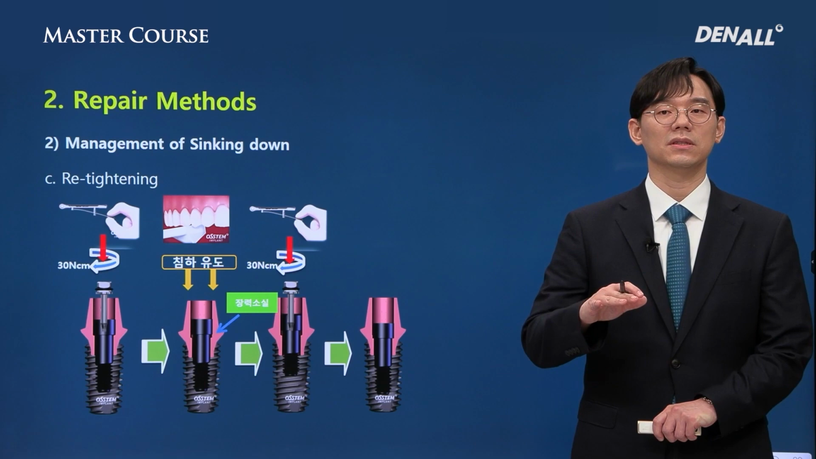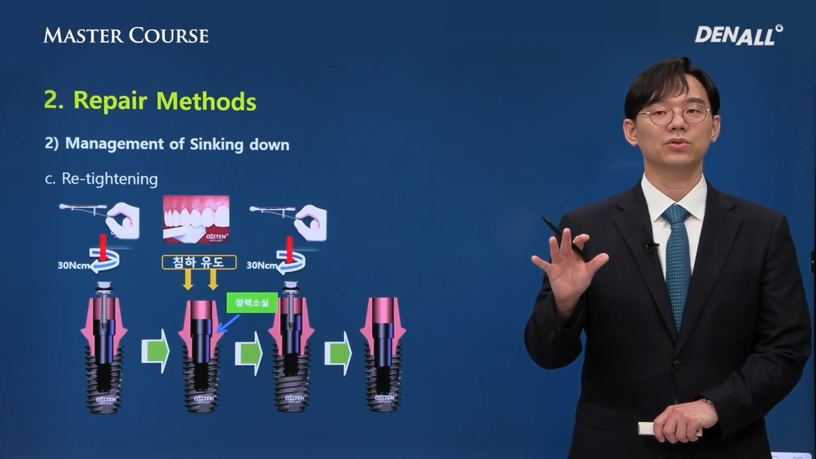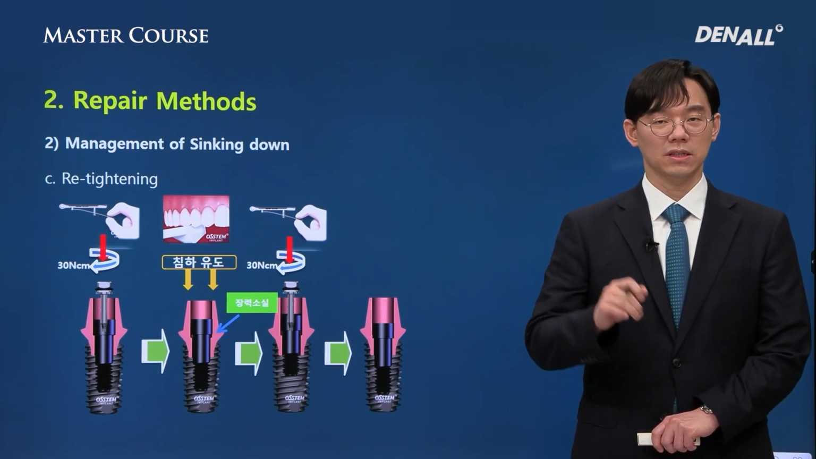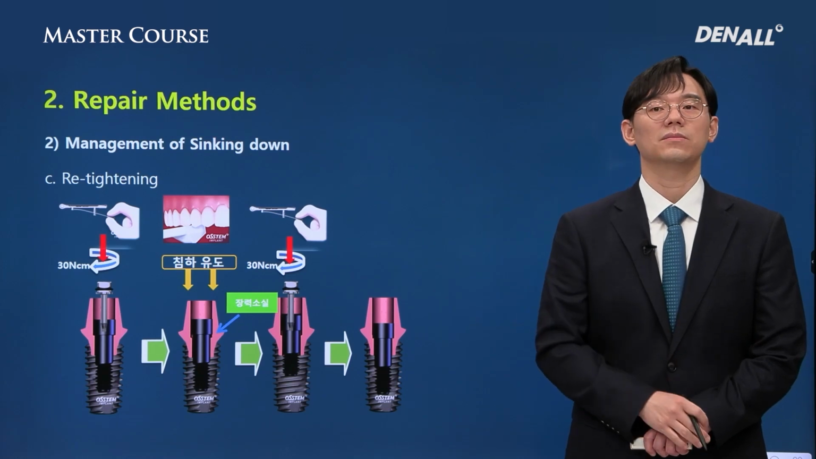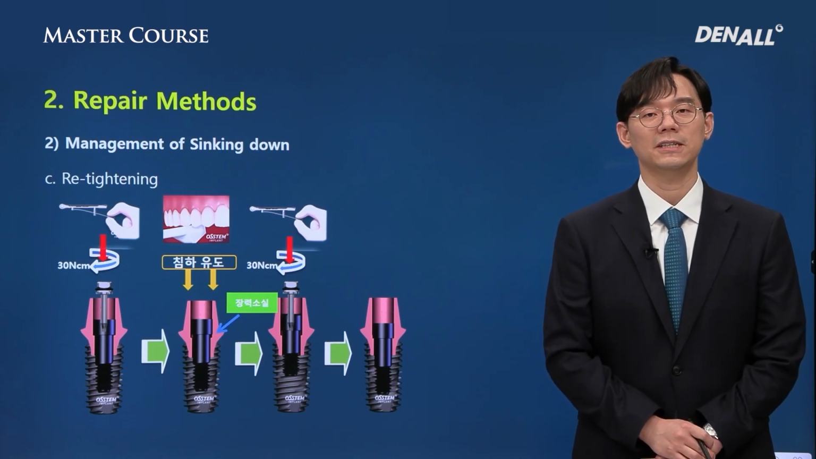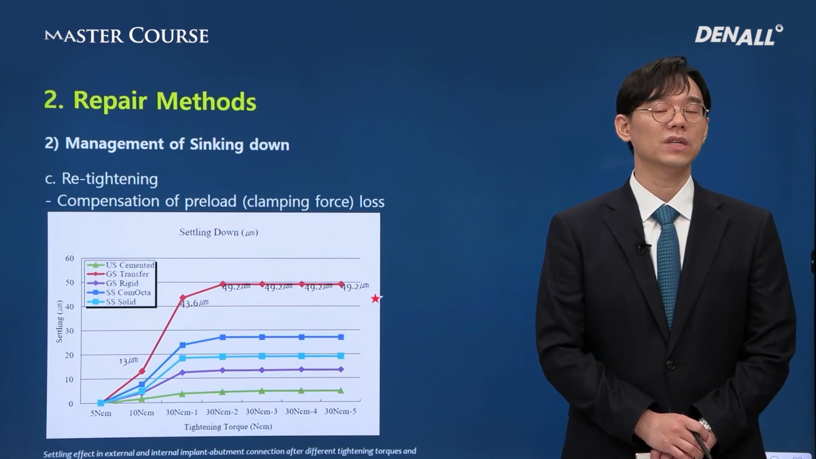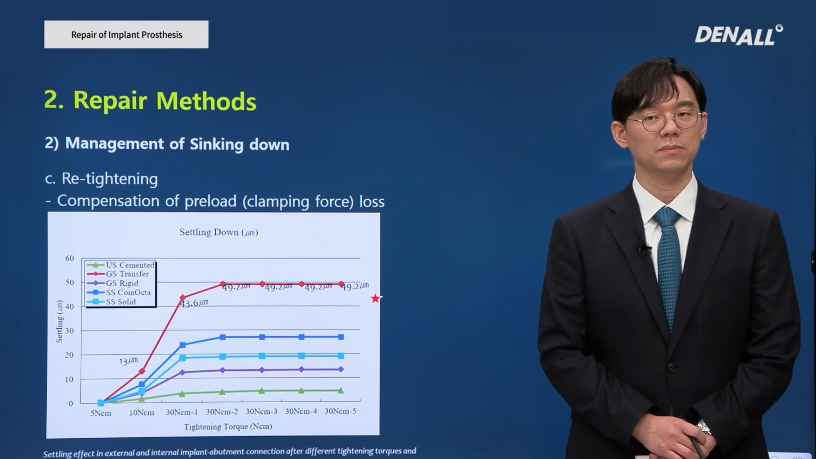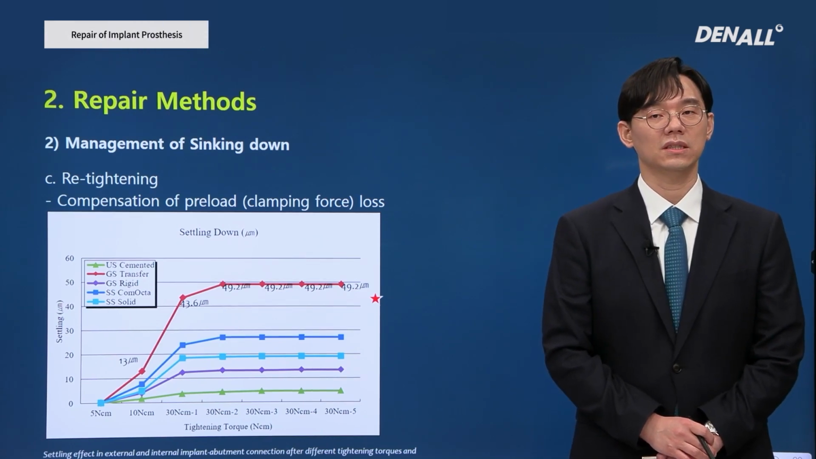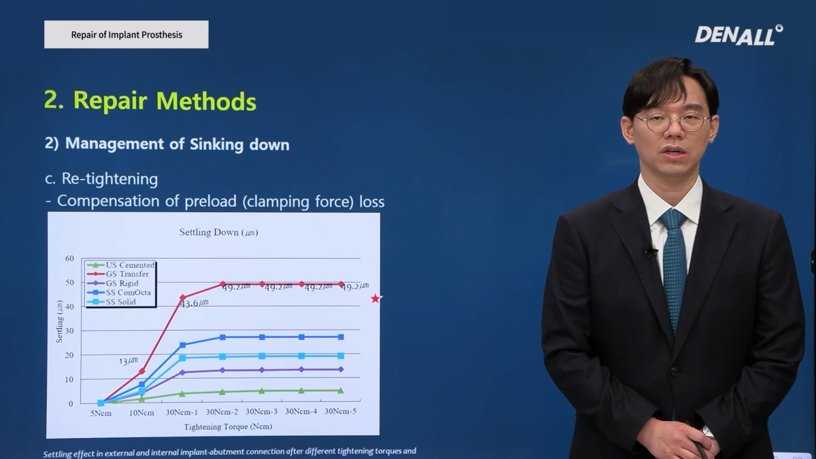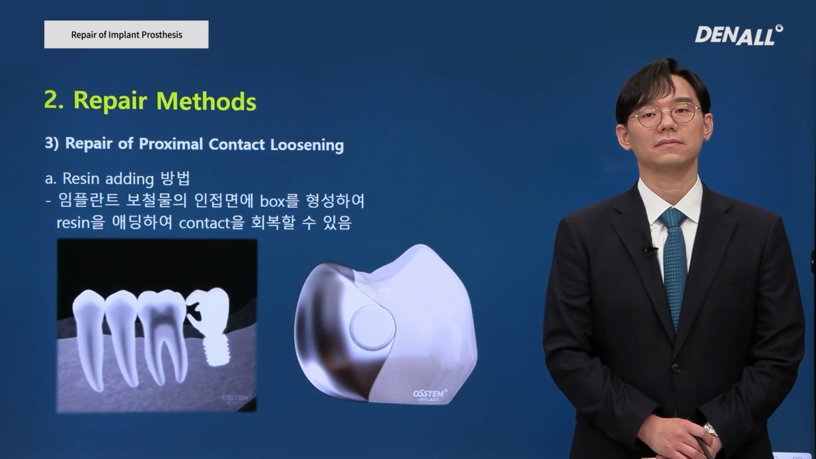So once sinking down occurs, the preload on the abutment screw is reduced. You need to tighten in order to restore preload. In much of the literature on internal conical connection implants, it is recommended to do retightening on the abutment screw multiple times.